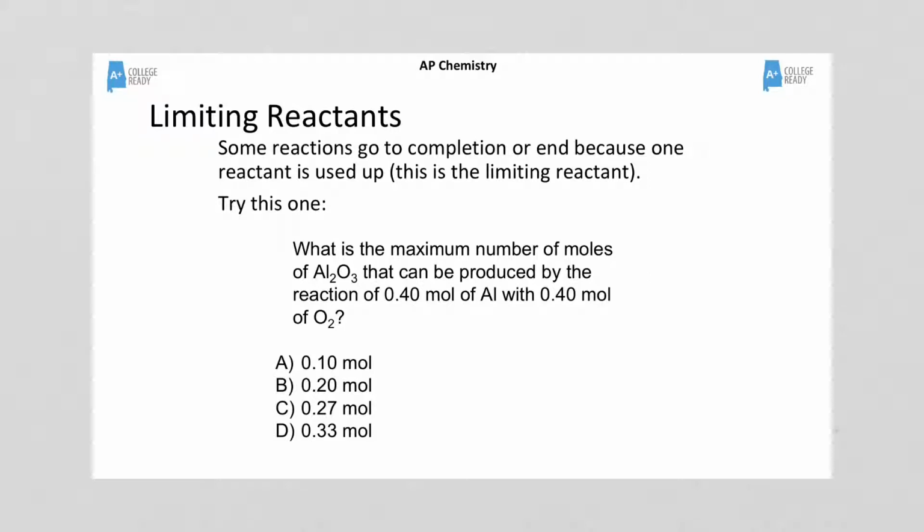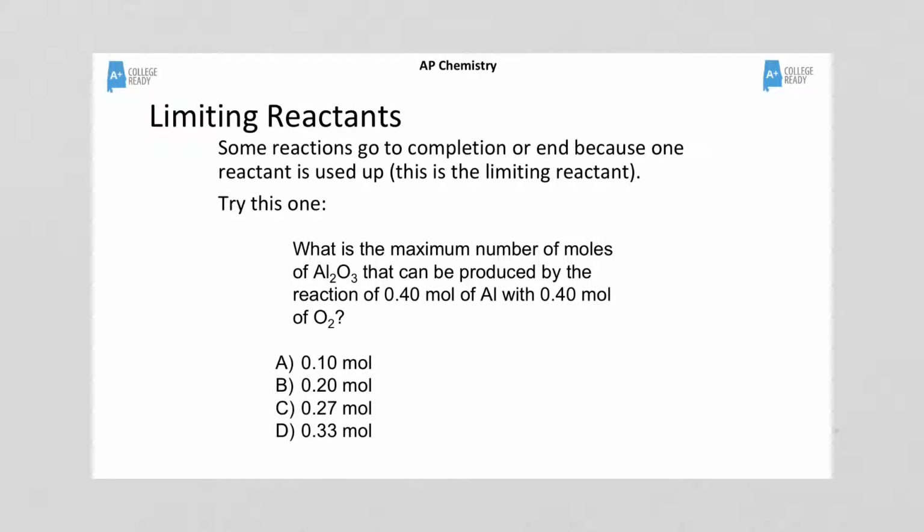Limiting reactants are always questions that are asked on any AP exam. Remember, a limiting reactant is the reactant that is used up during the reaction. Whatever beginning amount it had goes to zero. And this is called a completion reaction. So the reaction does end once the limiting reactant is gone.